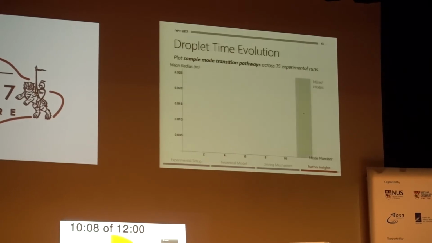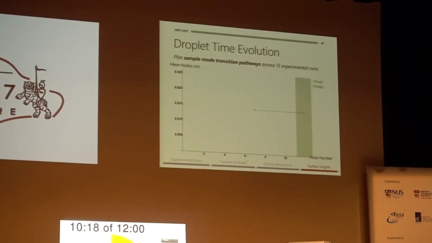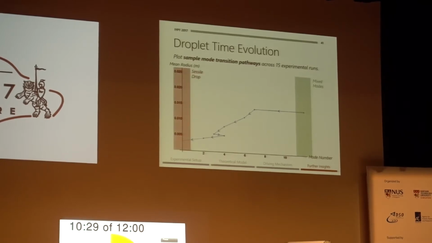We begin by plotting sample mode transition trajectories across 15 experimental runs. When the drop is first introduced, we observe mixed modes of oscillation. However, this quickly decays to a well-defined n equals 7 oscillation, followed by a transition to n equals 6 and n equals 4. Afterwards, the drop continues to decay until it becomes a sessile drop where no oscillation is observed.